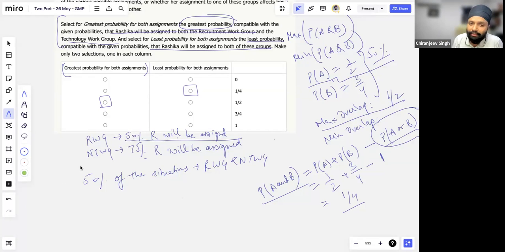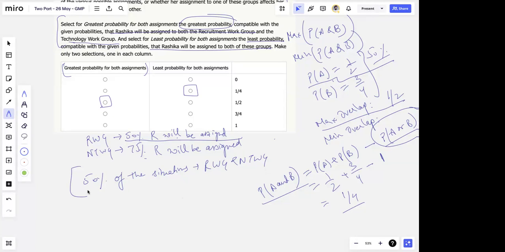Does this make sense? This is the way I maximized it. कि दुनिया 50% situations में उसको RWG मिल रहा है, 75 में NTWG मिल रहा है. If I make those situations same, इसमें 50% में RWG मिल रहा था, उसमें NTWG भी दिलवा दूं, and the constraints allow me to do that, then on 50% of the situations she'll have both, and I cannot make it more than 50 because RWG है ही नहीं more than 50. Yes.